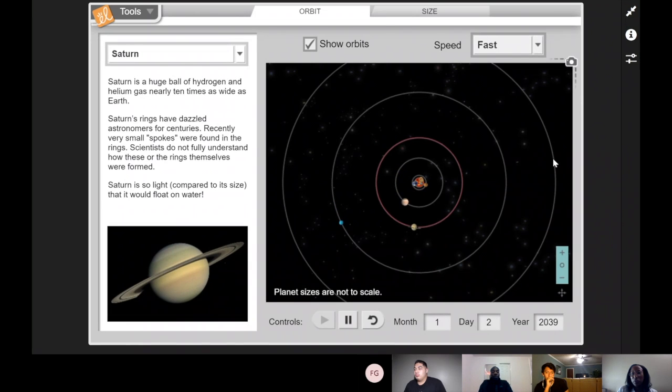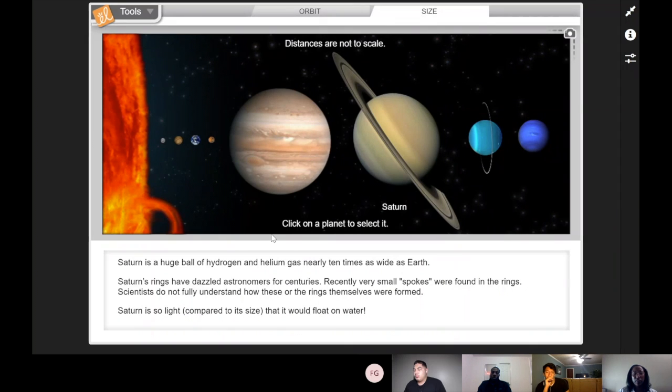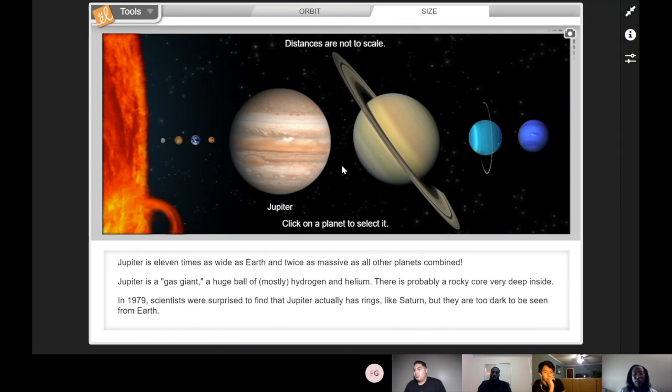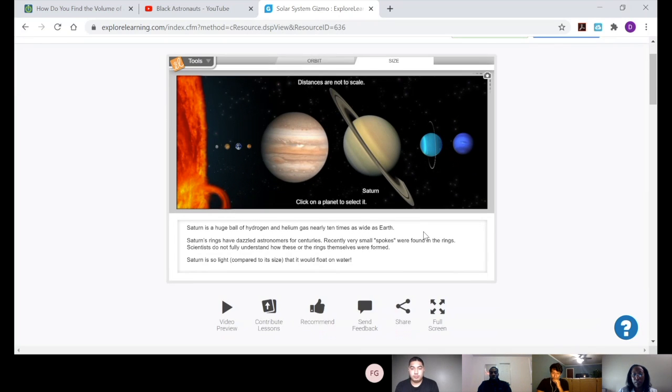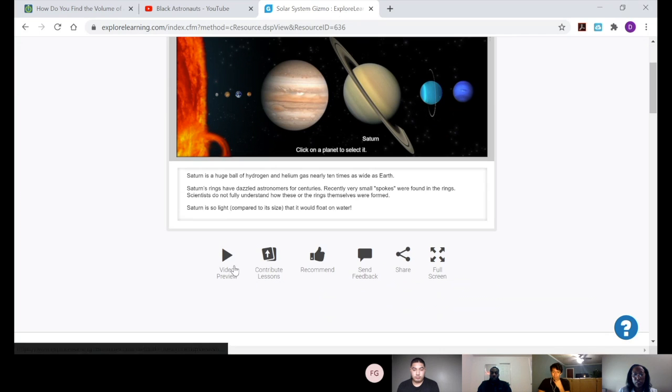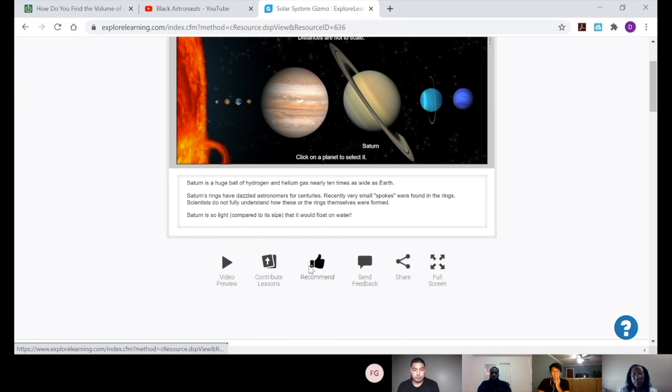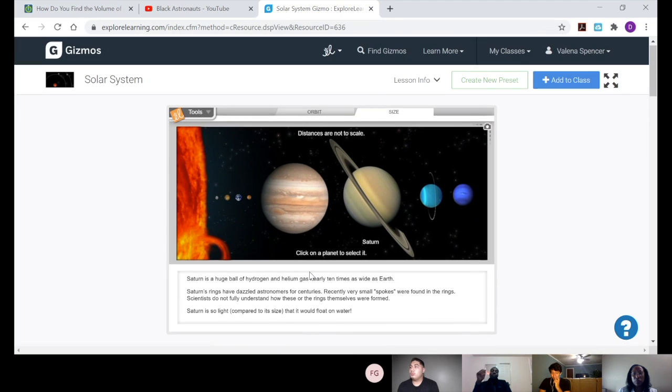So this is how we can see the planets move. Now you'll notice a couple of things on this gizmo. And then there's another tab up here that shows the relative size of each planet. And you can click on there as well and learn about the relative size of the planets. So that's really cool. Now on the bottom, I want to show you some of the other items that you can utilize with this.